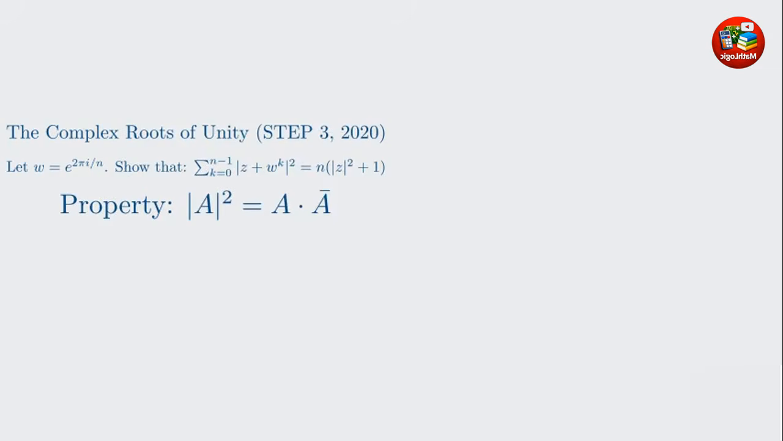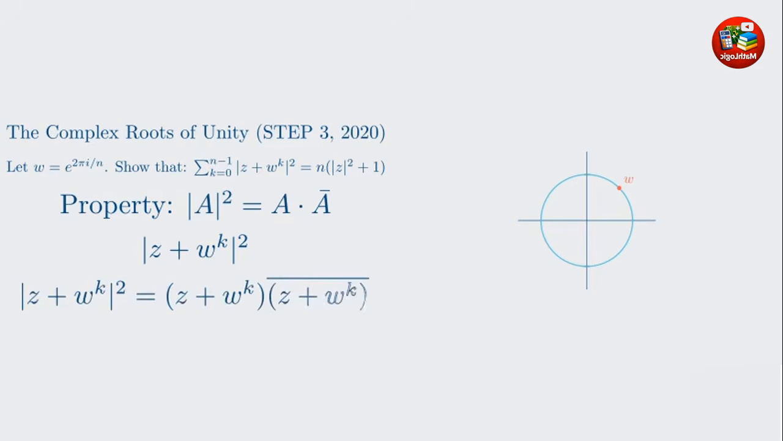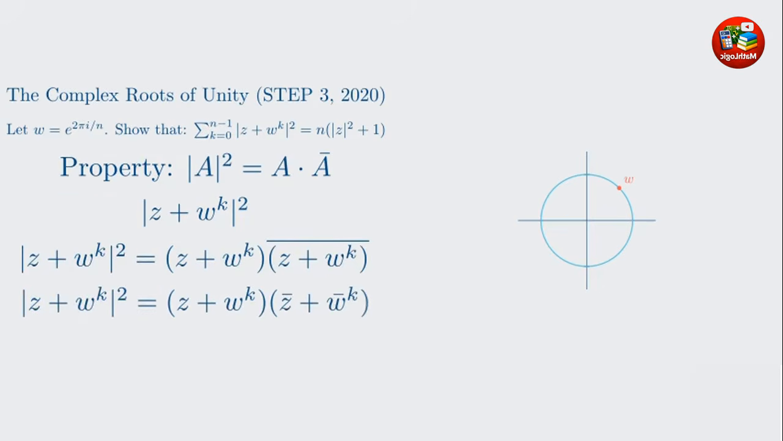The magnitude of a complex number squared is equal to the number multiplied by its complex conjugate. So, we can rewrite the magnitude of z plus w to the power of k squared as z plus w to the k times the complex conjugate of z plus w to the k. Since the conjugate of a sum is the sum of the conjugates, and the conjugate of a power is the power of the conjugate, we can distribute the bar over the terms. This gives us z plus w to the k times z conjugate plus w conjugate to the k.